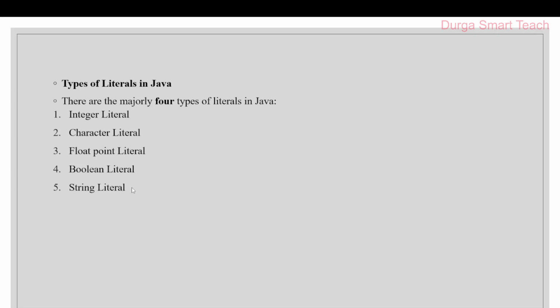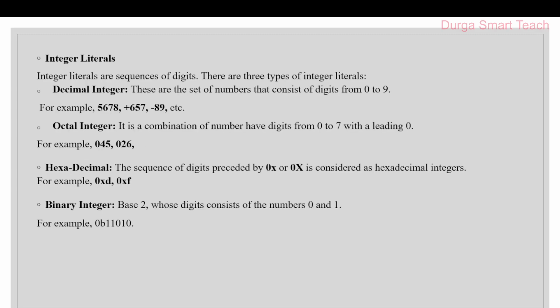The first one is integral literal. We can give integer values by using these four kinds. The first one is decimal value. For example, int i = 10 or int i = -30, like this. The decimal consists of digits from 0 to 9. Decimal means 10, so 0 to 9, in total it comes to 10.